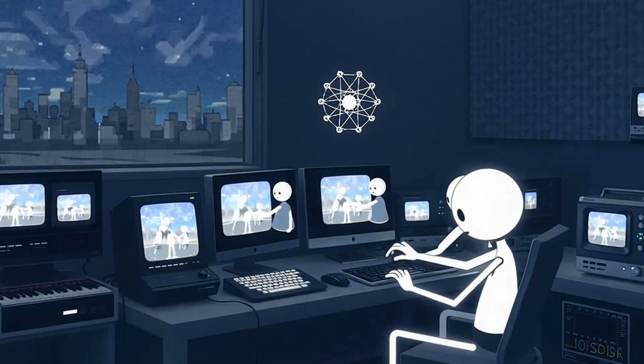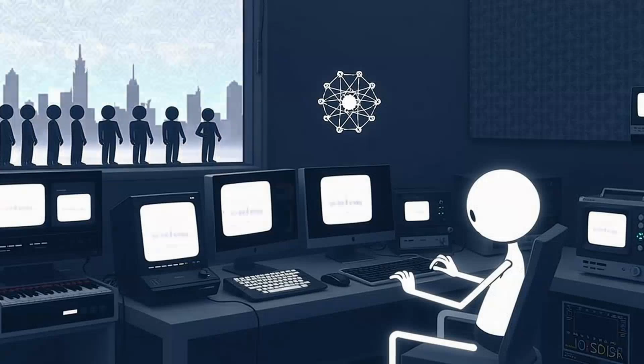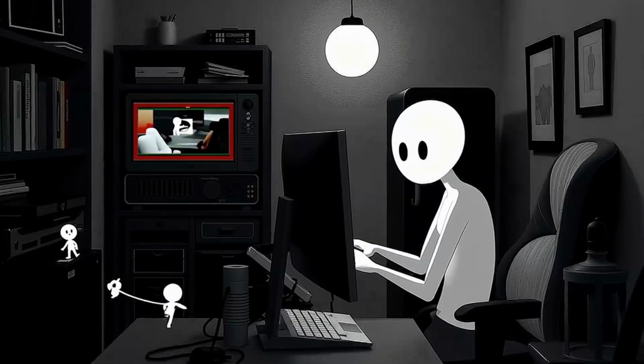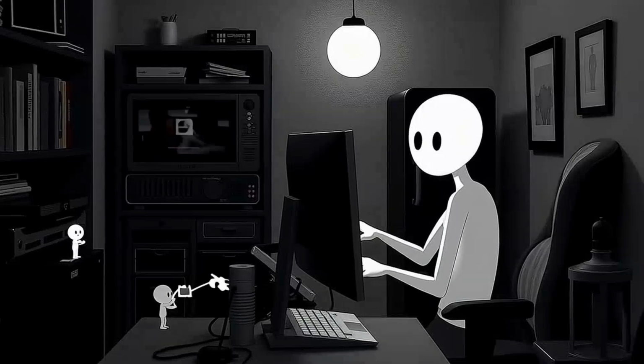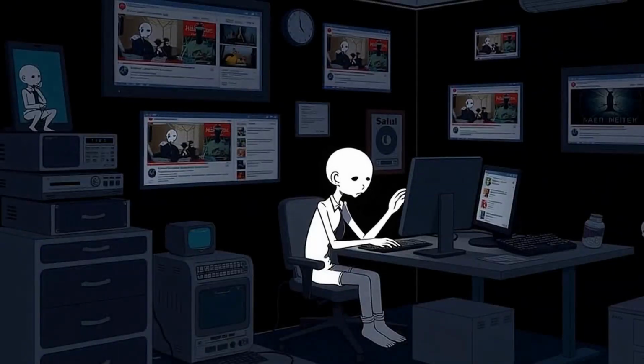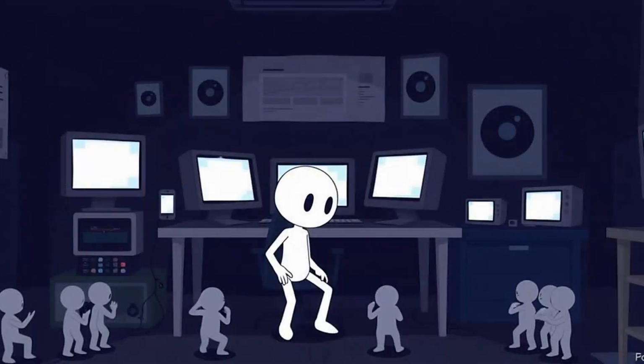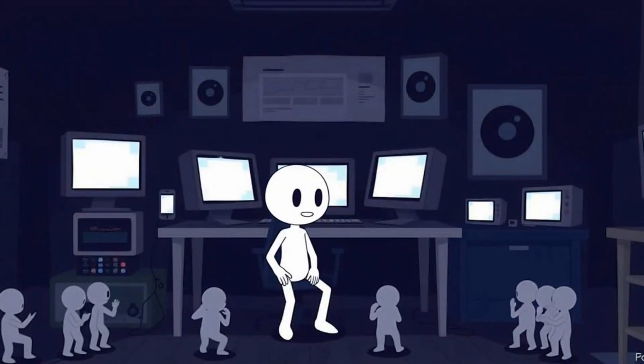The game has changed, and understanding the new algorithm is the only way to finally break through. For years, the conventional wisdom was simple. Target search volume, optimize your titles and tags, and upload consistently. This was the era of YouTube as a search engine. But that era is dead. Today, YouTube is a recommendation engine, and it treats small channels fundamentally differently than established ones.